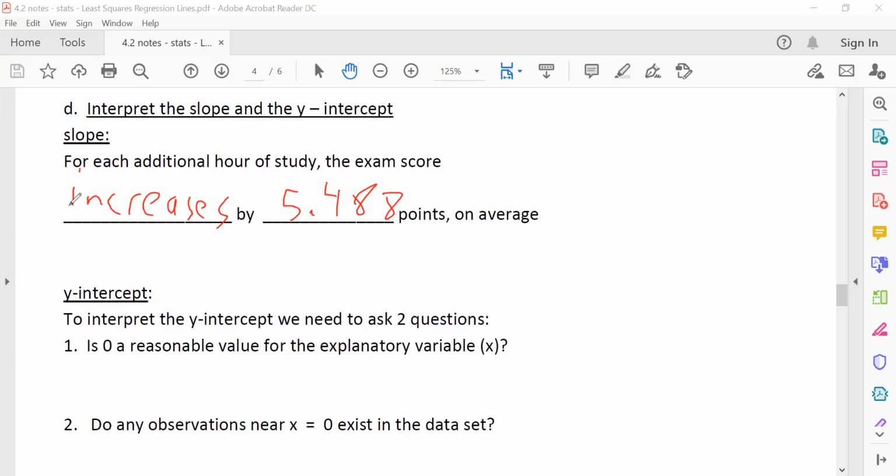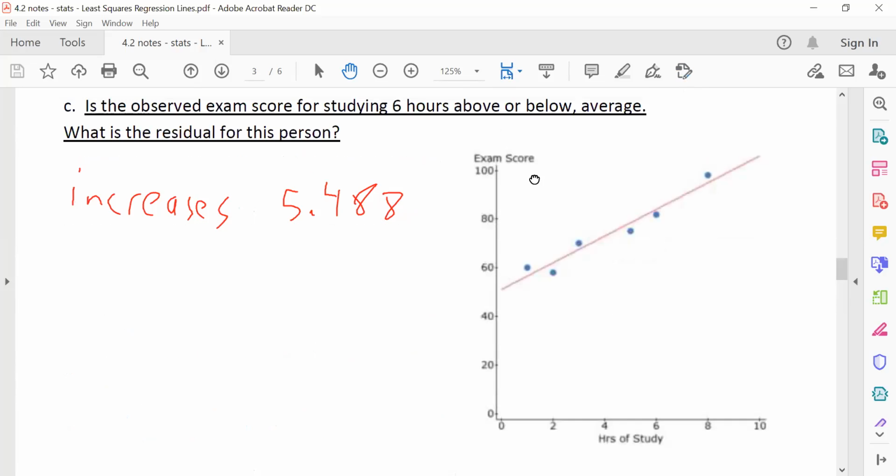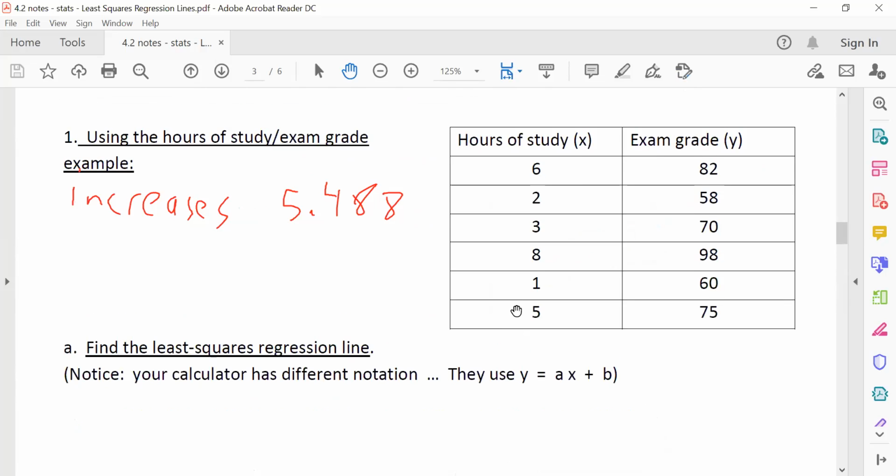Now, to interpret the y-intercept, you have to ask yourself, because the y-intercept is the y value the model spits out when the x value is 0, is 0 a reasonable value for x? Well, is it reasonable that someone comes into an exam with no hours of studying? Yeah. And there are observations, if you go back up to the data set, there are x values that hover near 0.